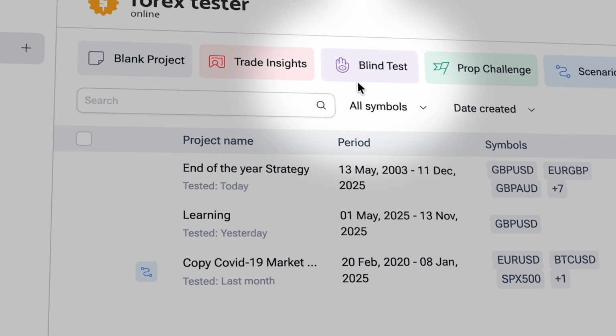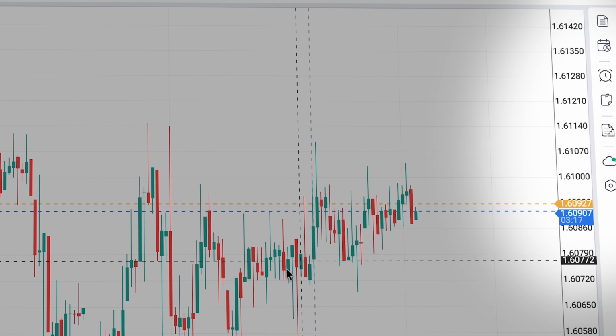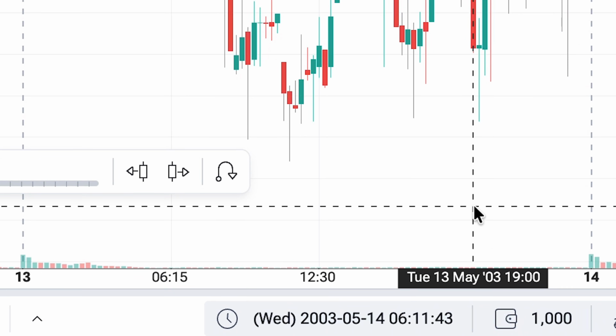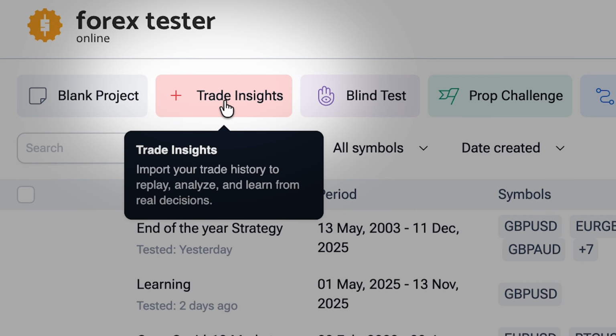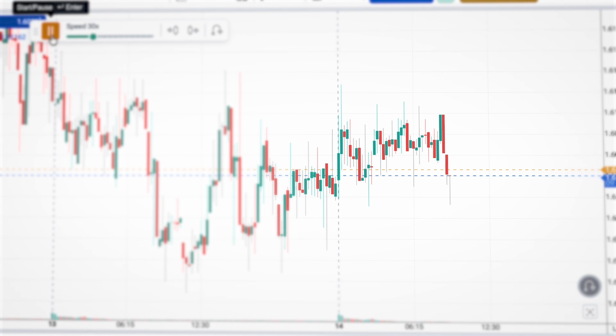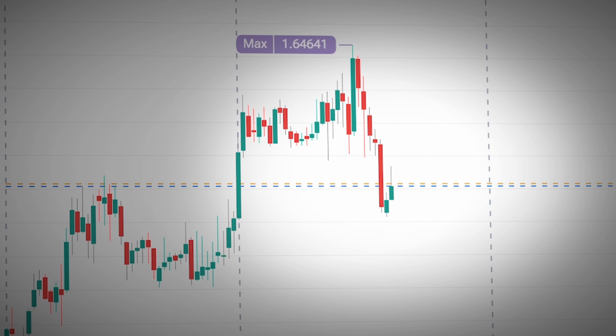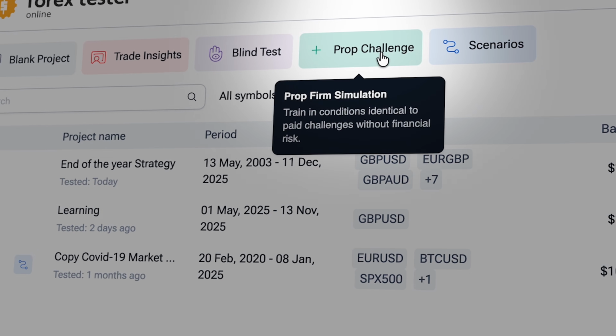So one thing about Forex Tester is in any way that you want to trade with the market, like for example this blind tester, which you can use to test your strategy without knowing the trading instrument, the price, or even the date. So this is a way for you to strictly test your strategy. And there's also the trading sites where you can take a screenshot of your trade history and FT will replay everything for you. The replay feature on this one is also exactly the same as the way the market moves. And also there's the prop firm challenge, which mimics prop firm rules.